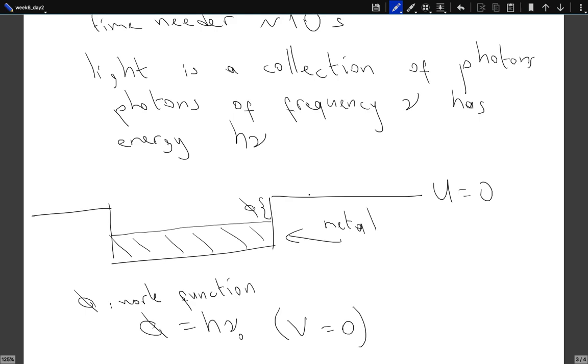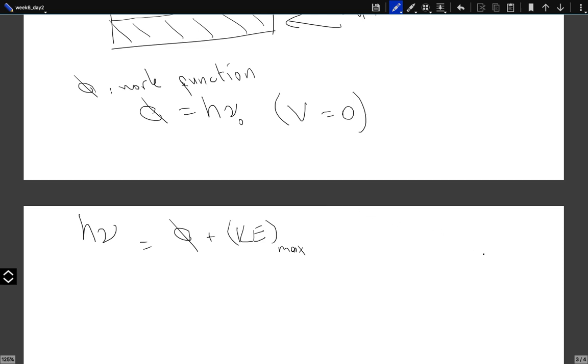But it can also liberate an electron that has this much energy. A larger portion of it is used to overcome the potential barrier, and it will have a smaller kinetic energy. Not all the electrons will have the same kinetic energy. Okay, so given a photon of frequency nu, this is phi, this is the maximum kinetic energy of the electrons. How can we determine the maximum kinetic energy of the electrons?